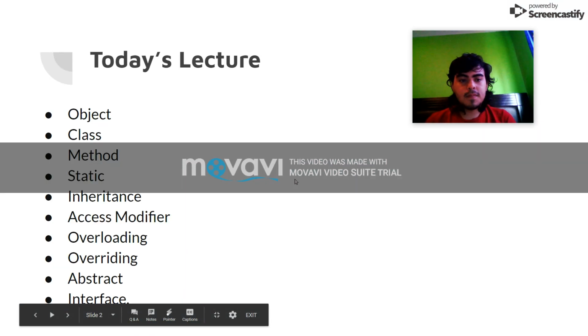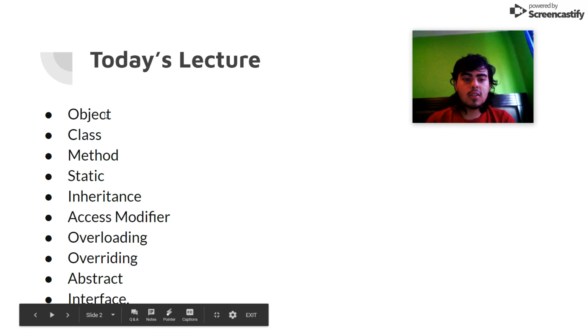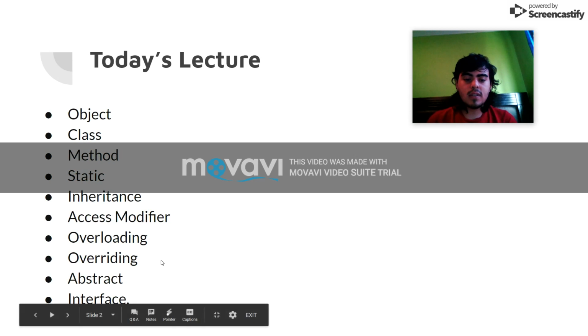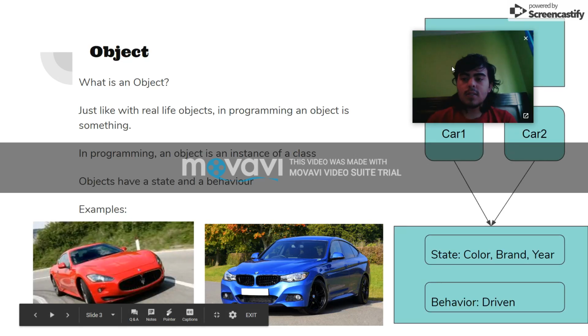So let's get started. Today's lecture, we're going to be talking about 10 things. What is an object? What is a class? What is a method? What does static mean? What is inheritance? What is an access modifier? What is overloading? What is overriding? What is an abstract? And what is an interface? So let's get started with object.